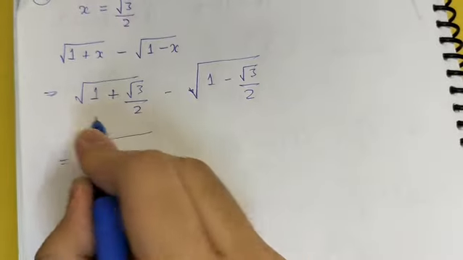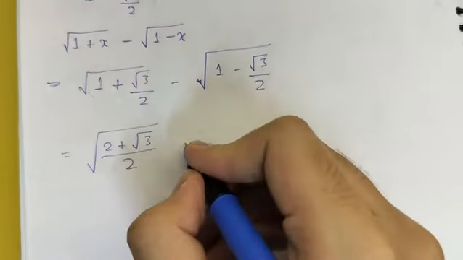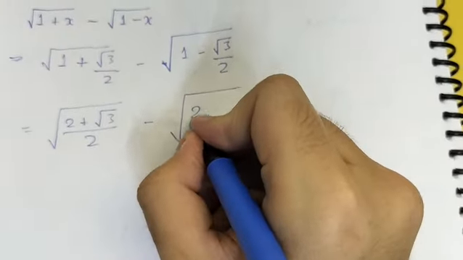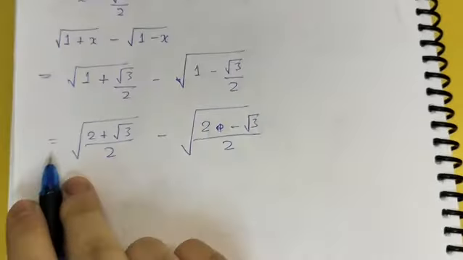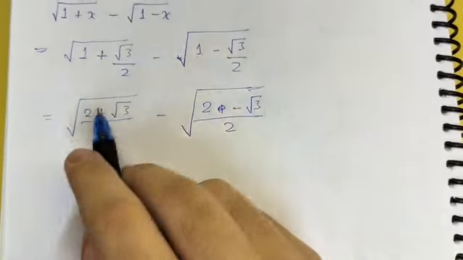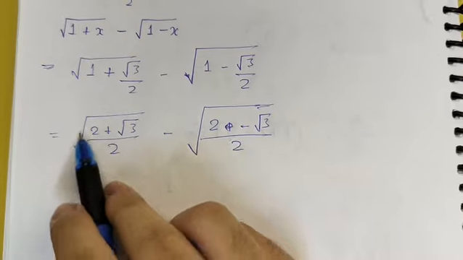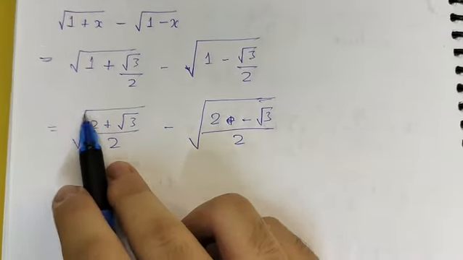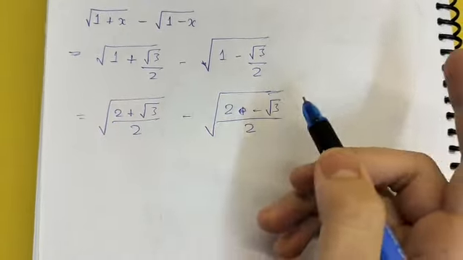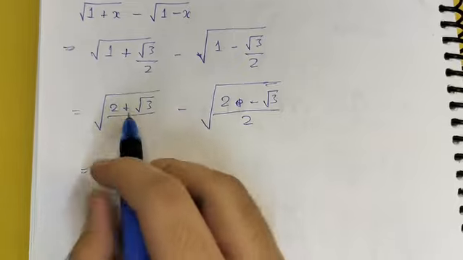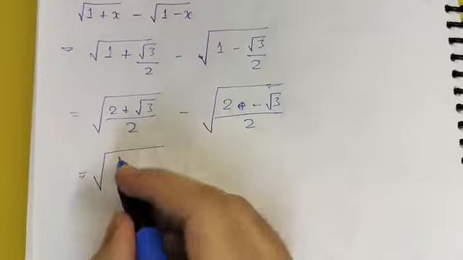If we simplify this by making the denominators common, we get root of (2 plus root 3) by 2 minus root of (2 minus root 3) by 2. But now the problem arises that we cannot simplify this expression because there's no perfect square inside this square root. So what do we do in this case? Let's experiment and see if we multiply both the numerator and denominator by 2, we can get a perfect square and simplify from there.